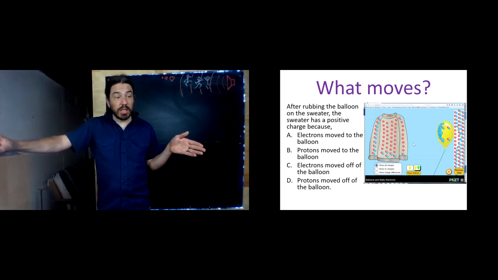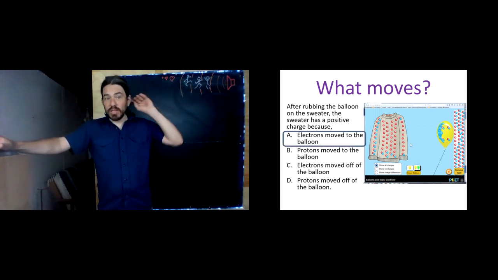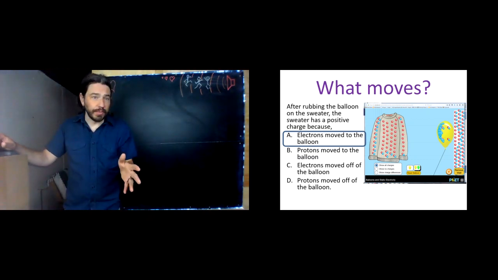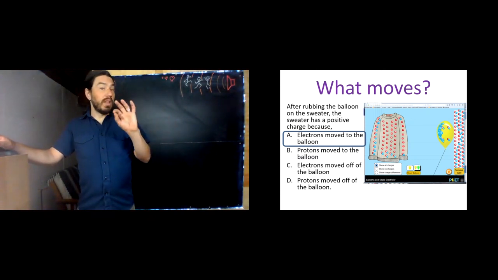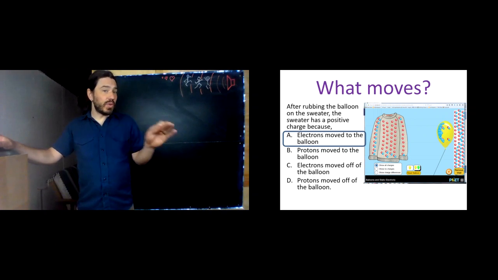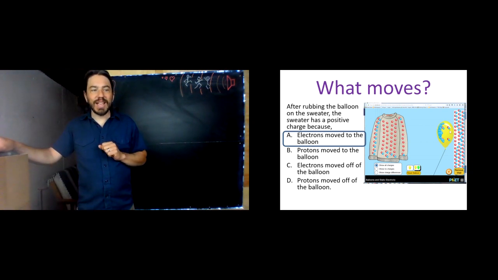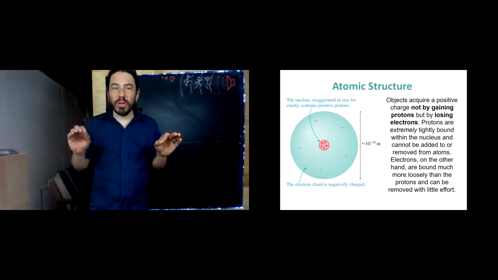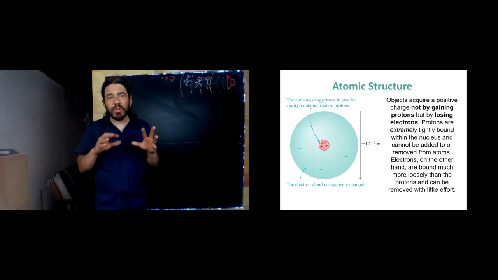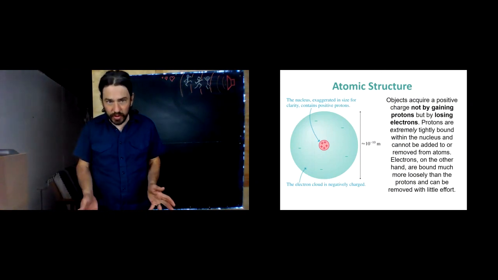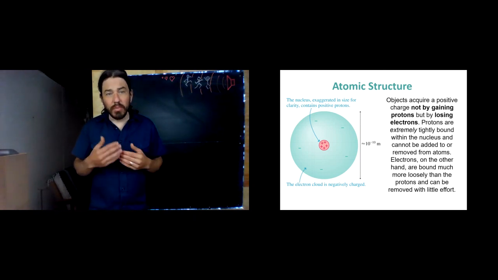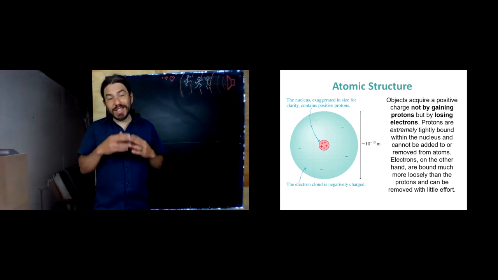Okay, welcome back. So, indeed, what moved here was the electrons. It was the electrons that moved off of the balloon. Or excuse me, it was electrons that moved off of the sweater and onto the balloon, giving a net charge of positive to the sweater and a net negative charge to the balloon. And in general, this is true. In general, it is the electrons that move, that give something a charge by rubbing. And it is not the protons.